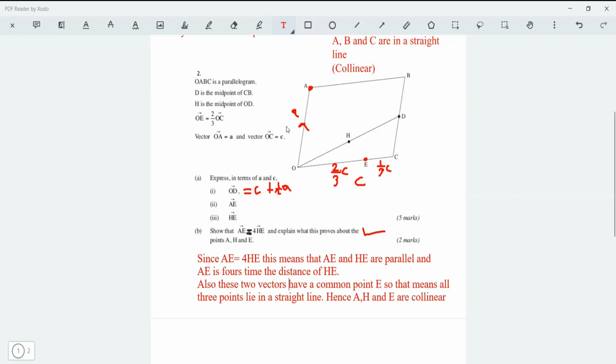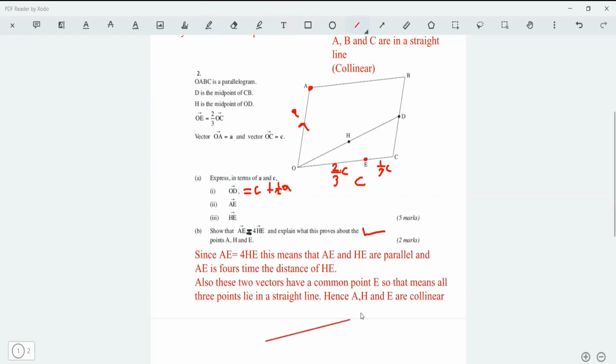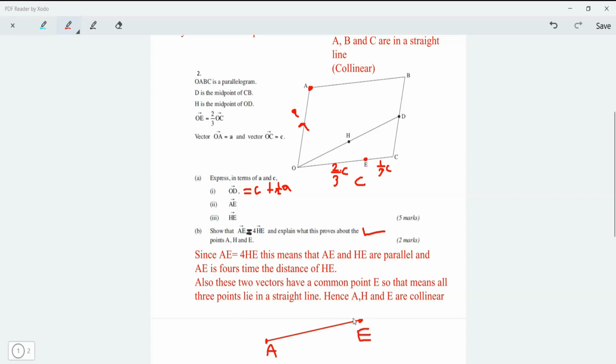That's what this means. Now, I'm just going to give a diagrammatic representation of what I mean. Let's say this line. It tells us AE, see A here, probably A down here. And then probably E is somewhere up here. Now AE is 4 times HE, so H probably is somewhere right here. But what we know is this length HE, you see that little length, we know this is a quarter of the whole journey.